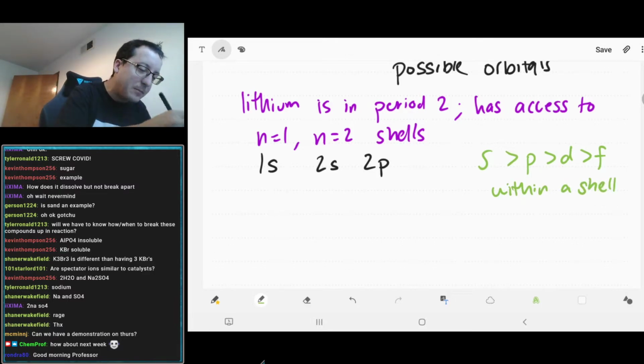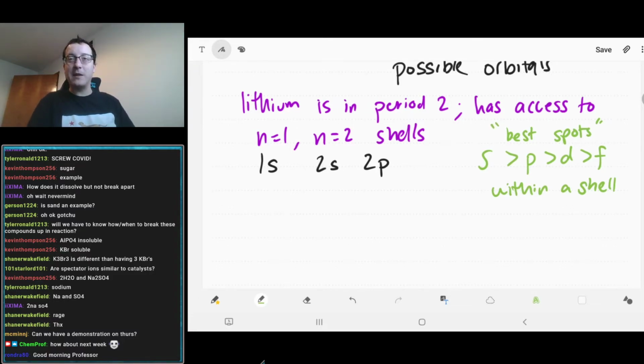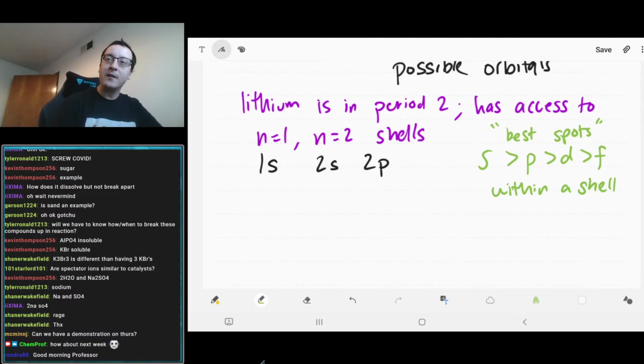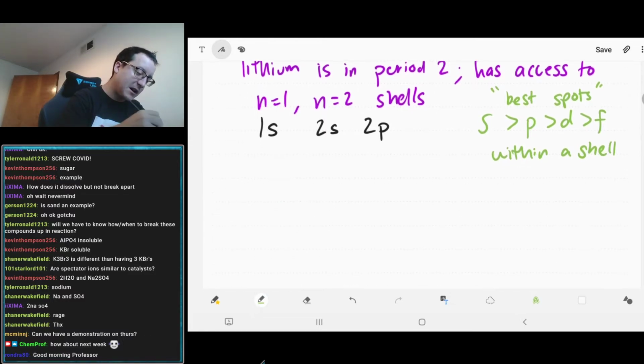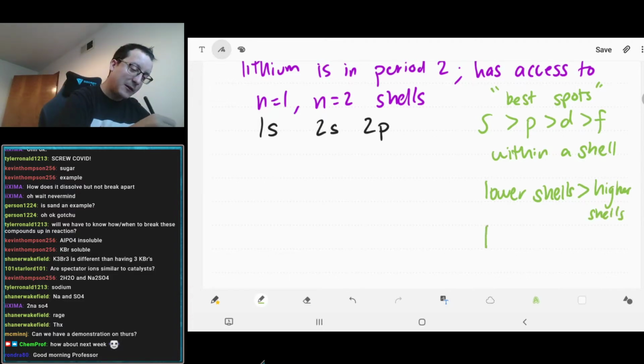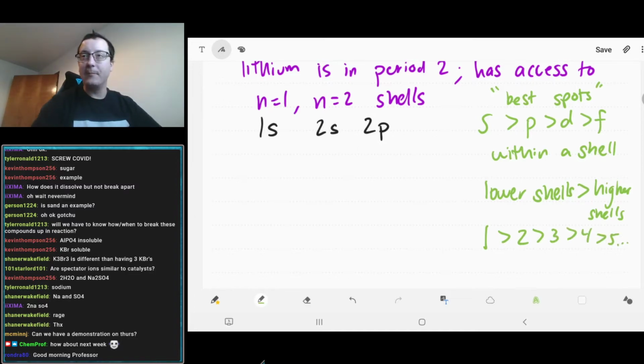Meaning this is kind of the best spots. Okay, so S is going to be your best place to put electrons, and then P, then D, then F within a particular shell. So, considering this, one more thing we want to talk about is lower shells are always better than higher shells. Meaning that the first shell is better than the second, better than the third, better than the fourth, etc.